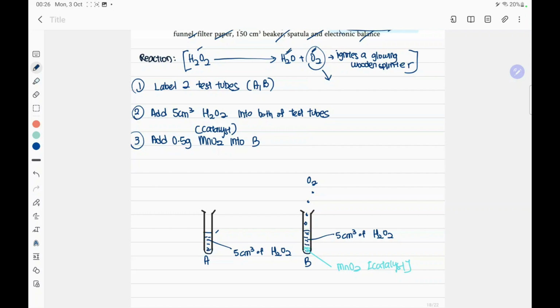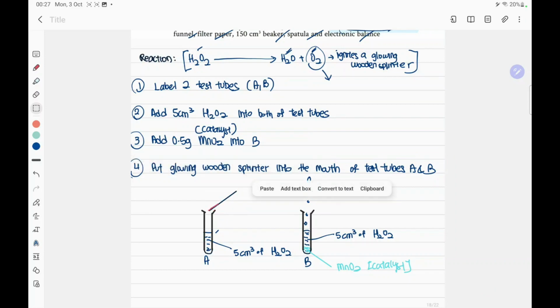It takes way longer. And so the fourth step, to test the effect of catalyst on rate of reaction, is that we need to put a glowing wooden splinter into the mouth, not your mouth, into the mouth of test tubes A and B separately. Now I will be putting the glowing wooden splinter. I put it at the mouth of the test tube only. Please don't insert the whole thing inside. According to the procedure, it is like that.